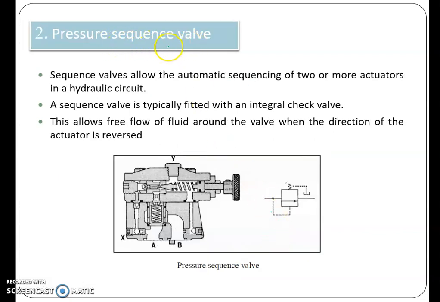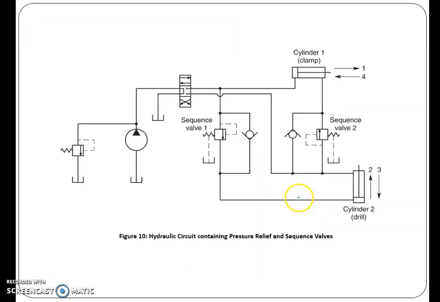Next is the sequence valve. Pressure sequence valve is used for sequencing of 2 or more actuators in the hydraulic circuit. Okay, this is the symbol of the sequence valve. Sequence valve juga close valve. Bila dia detect the high pressure baru dibuka. Okay, this is the hydraulic circuit containing the pressure relief and the sequence valve. This is the relief valve, and then yang ni adalah sequence valve. Yang ni adalah the check valve.